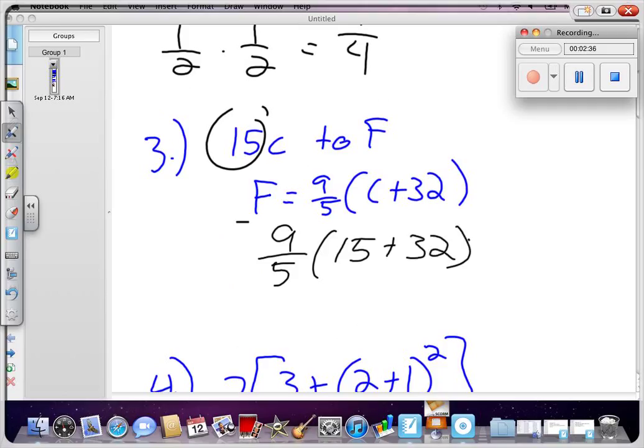So then this might be where you want your handy-dandy calculator. Take your calculator. You put 15 plus 32. Okay, and then you would times that by 9. Press the equal sign, and then divide that by 5. You're going to get 84.6 degrees Fahrenheit. So if somebody tells you it's 15 degrees Celsius, you know that's actually quite warm.